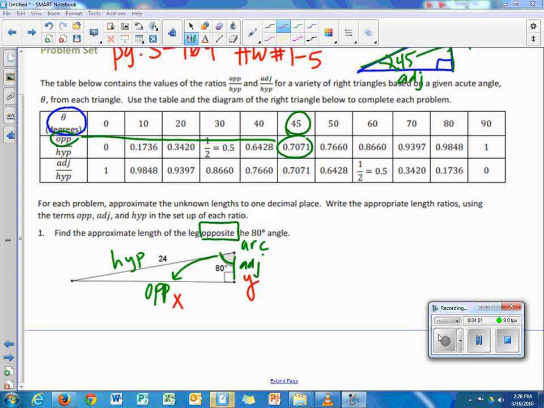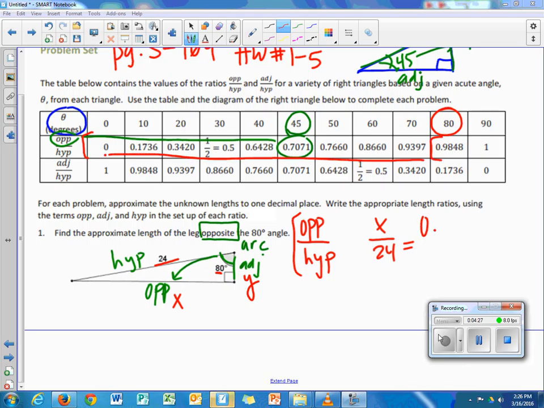Alright, so let's do opposite first. So we have opposite over hypotenuse. So opposite is going to be X over hypotenuse right here is 24. Now how are we going to get our other fraction to complete our proportions? Notice that it's going to be 80 degrees. So go to your 80 degrees column right here. And notice that we're doing opposite over hypotenuse. So it's going to be the first fraction. So it's going to be right over here. That's it. 0.9848. Put it over 1. That's fine. Cross multiply. And then you'll get your x value.